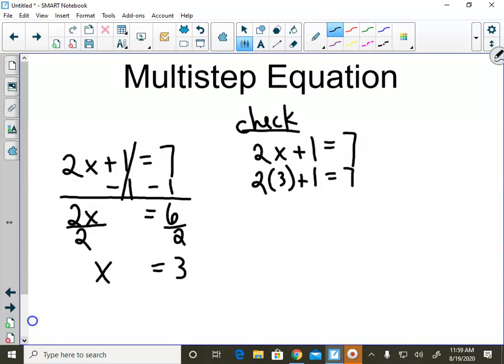So 2 times 3, remember always substituting in parentheses, and then we're going to solve this using order of operations. So we have 2 times 3 is 6, plus 1 is 7, and then 7 is equal to 7. And the problem does check. We can verify that 7 in fact equals 7, so we know that we solved the problem correctly.